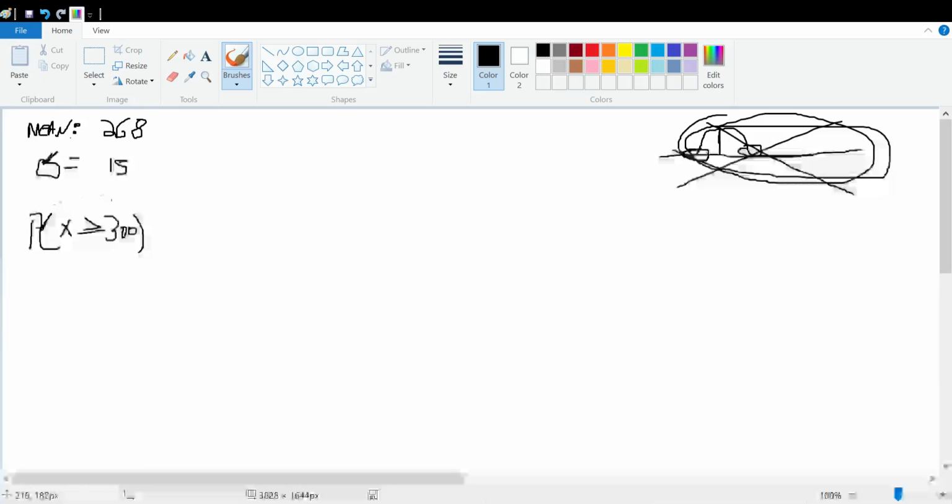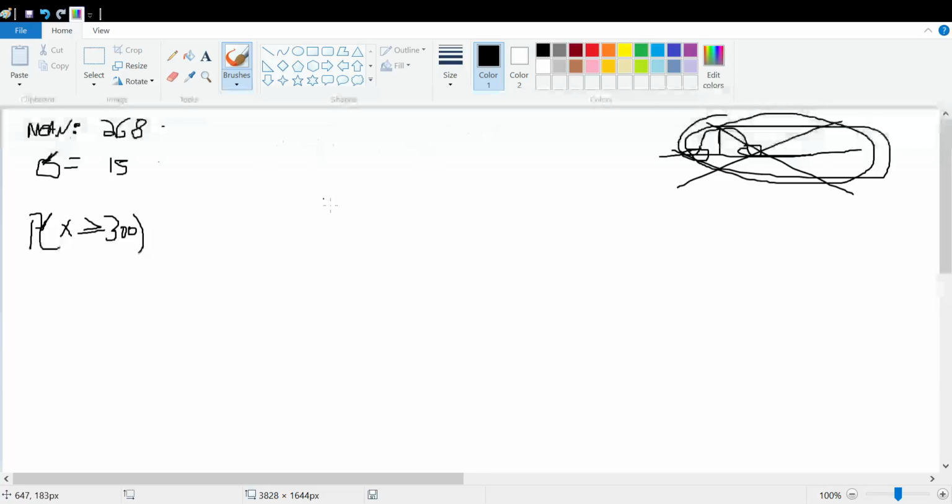So I have a problem here. I can't show it to you guys because it's on paper, but I'll just read it to you. It says the lengths of human pregnancies are normally distributed with a mean of 268 days, a standard deviation of 15 days, and it asks, what is the probability of a pregnancy lasting at least 300 days? At least means 300 or more.